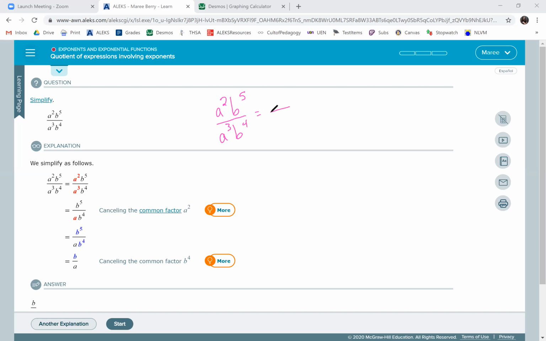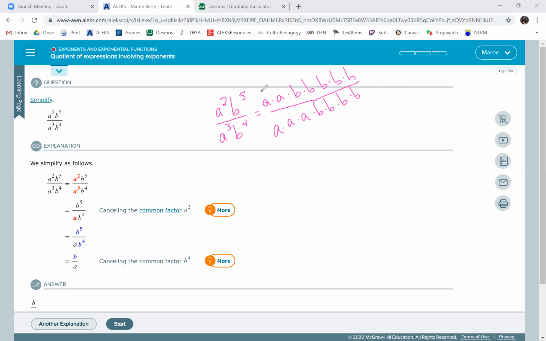Okay, so then I want to write out what a squared means. It means a times a. B to the fifth is b times b times b times b times b. A cubed is a times a times a. And b to the fourth is b times b times b times b.